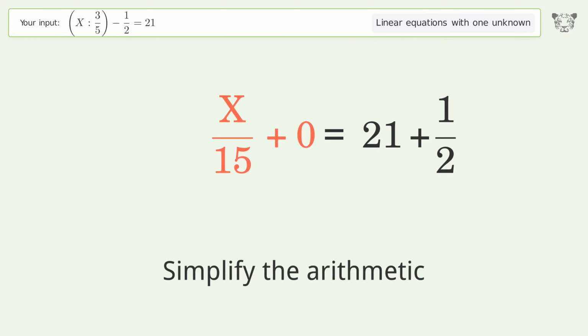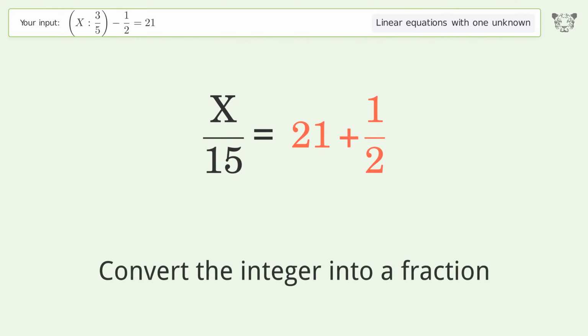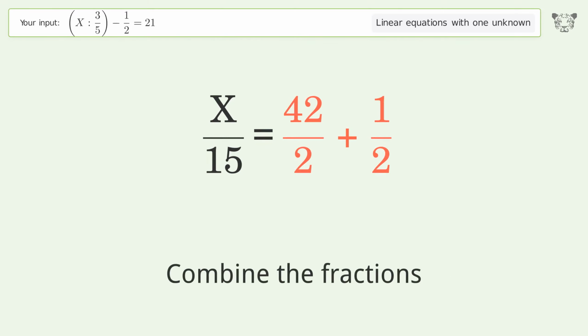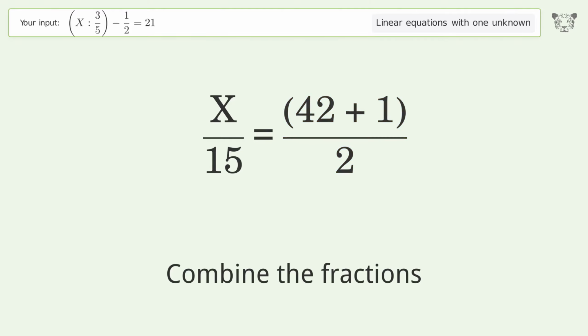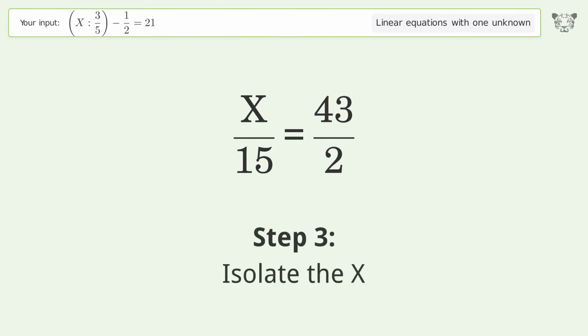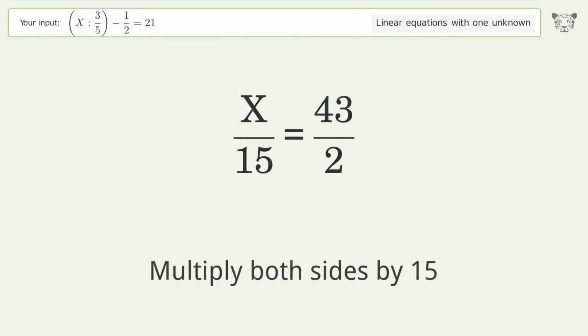Simplify the arithmetic. Convert the integer into a fraction. Combine the fractions. Combine the numerators. Isolate the x. Multiply both sides by 15.